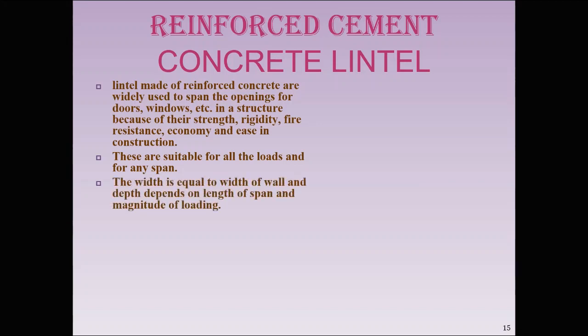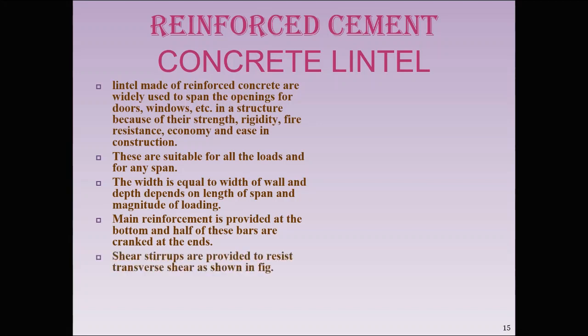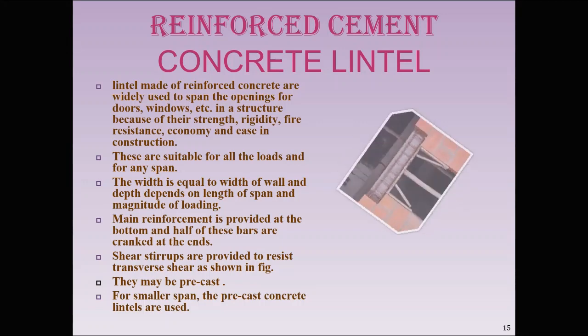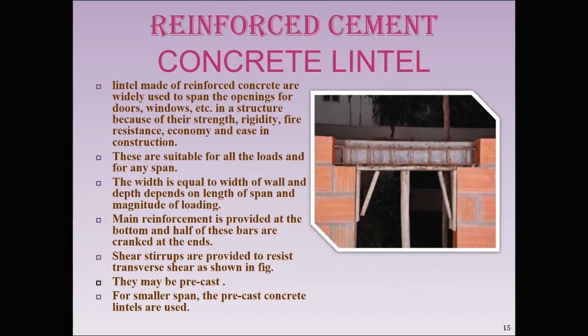The width is kept equal to the width of the wall, and depth depends on the length of span and magnitude of loading. Main reinforcement is provided at the bottom and half of these bars are cranked up at the end, and shear stirrups are also provided to resist transverse shear as shown in the diagram on the next slide. And for the smaller spans we may use precast concrete lintels. So this is the diagram which is showing in situ construction of RCC lintel. So these steel bars are kept in place, and then the formwork will be filled with concrete.